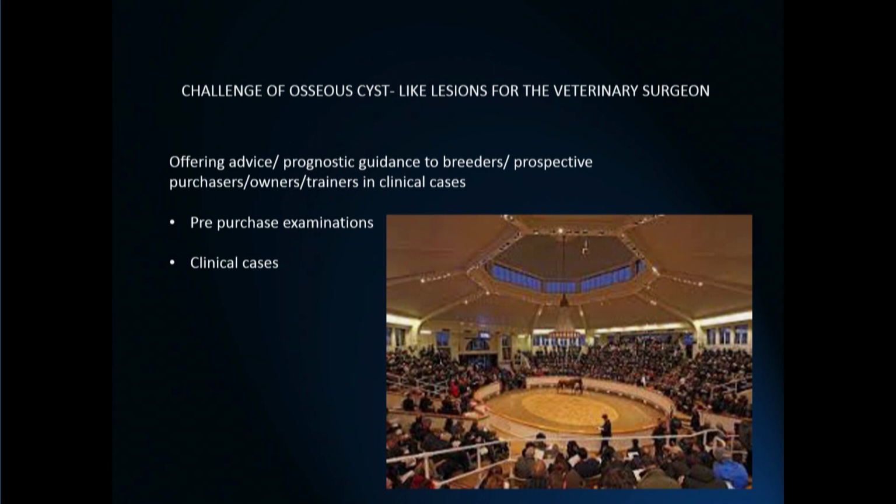As Debbie spoke about earlier, looking at radiographic findings in terms of sales, these cyst-like lesions, not just in the distal phalanx but particularly in the stifle and in other areas, cause great concern, particularly when they're found in young foals, yearlings, and 2-year-olds, to either the breeders who own them, vets offering advice to prospective purchasers, or when the horse is in training, offering advice to owners and trainers with clinical cases.